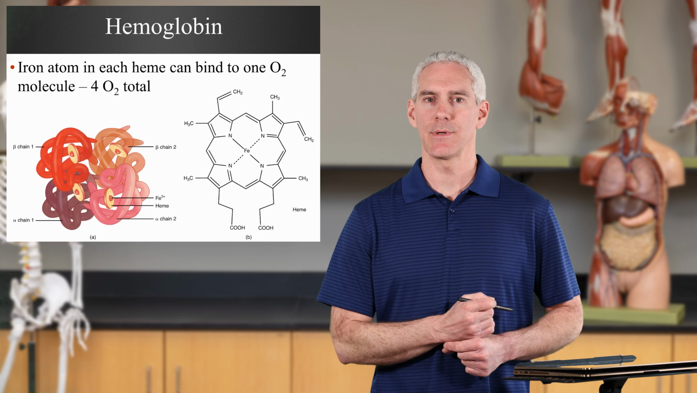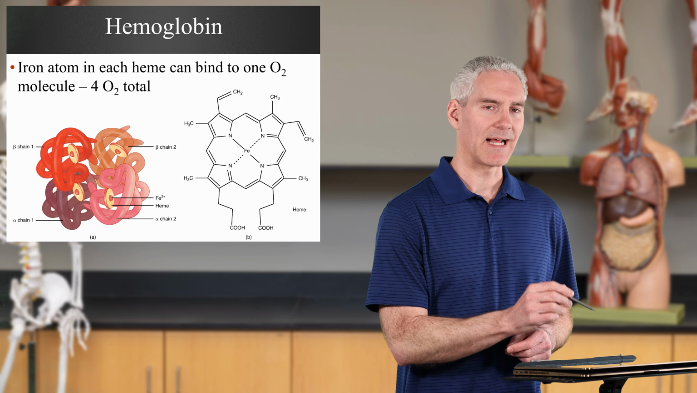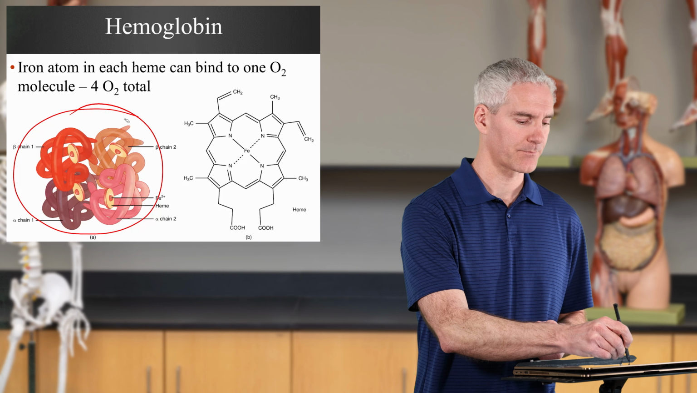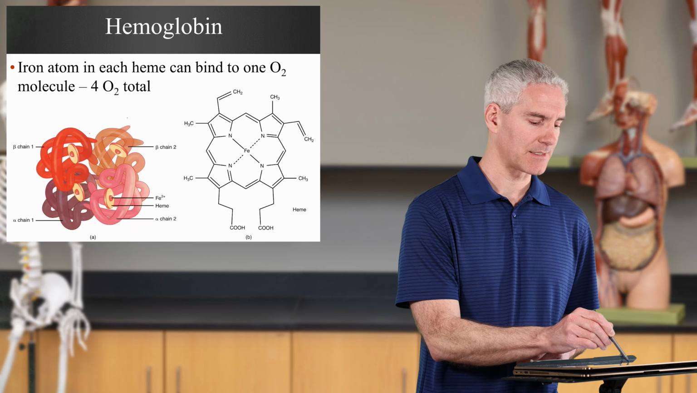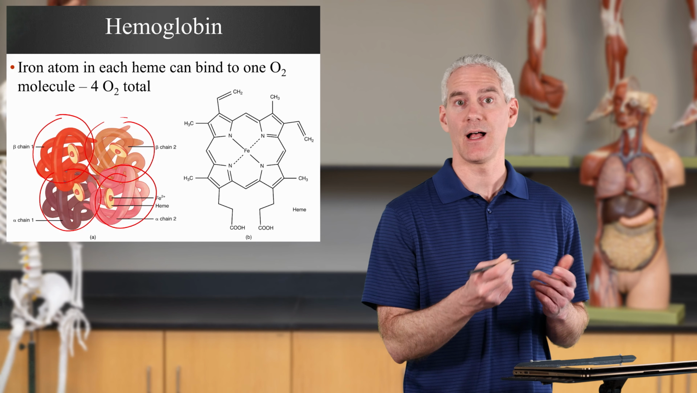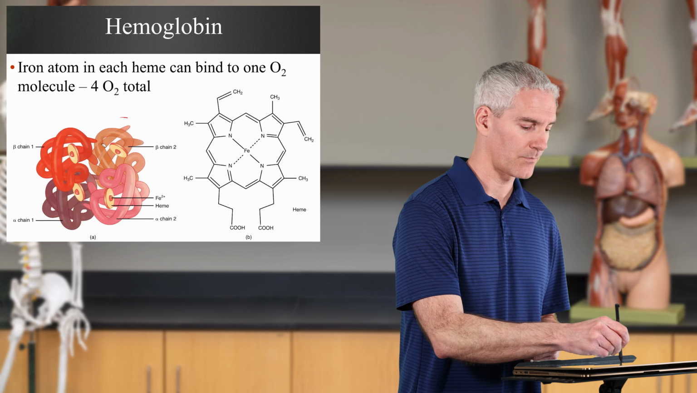So here is what hemoglobin looks like. You'll notice that in the center, this is one hemoglobin molecule. The whole thing's hemoglobin. You're going to have 4 chains. Each one of these is a different chain. 2 alpha chains, 2 beta chains.